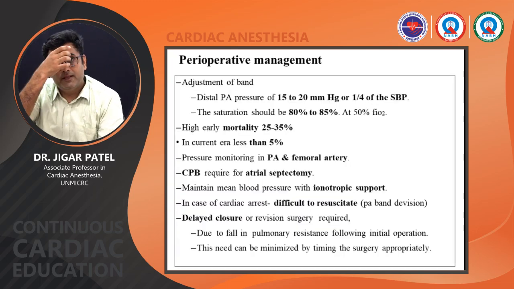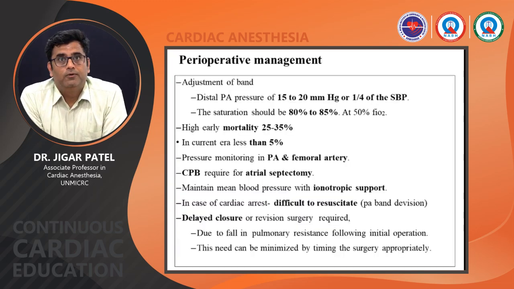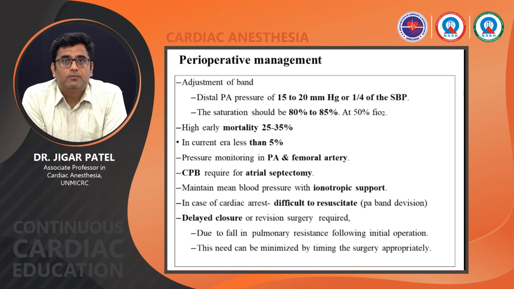Now for perioperative management in PA band, we have to look for these points. We have to adjust the band to achieve a distal pulmonary artery pressure of around 15 to 20 mm of Hg, or one-fourth of the systemic blood pressure, and the saturation should be 80 to 85% at 50% FiO2.